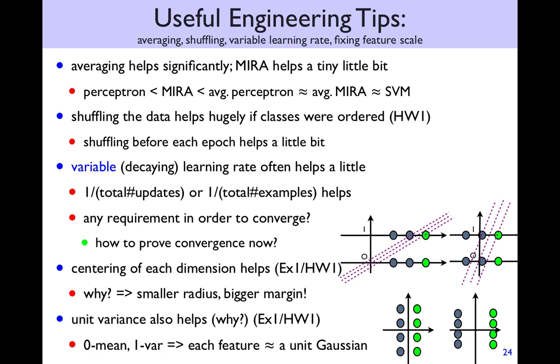Unit variance also helps. For each dimension you make it zero mean and unit variance, so each dimension looks like a unit Gaussian. So your previous margin is very small, now your margin is very big. So these two things generally help a little bit as well.